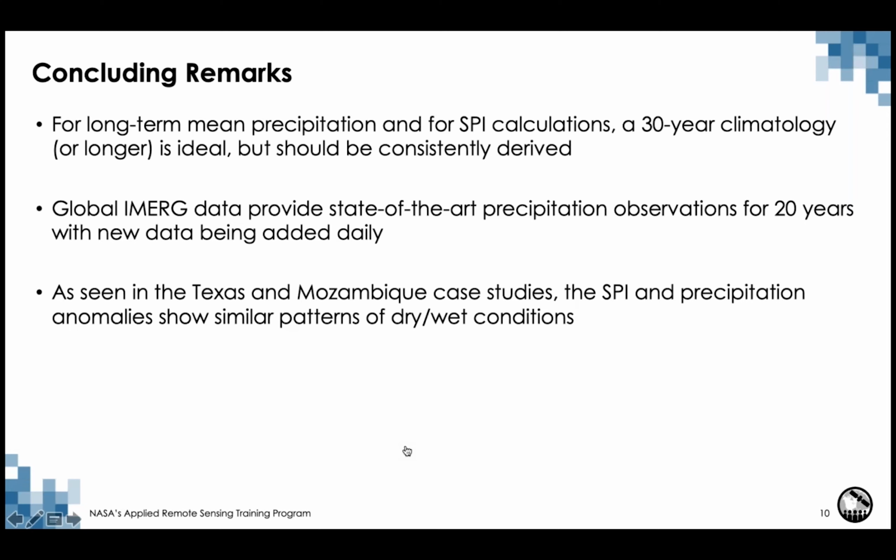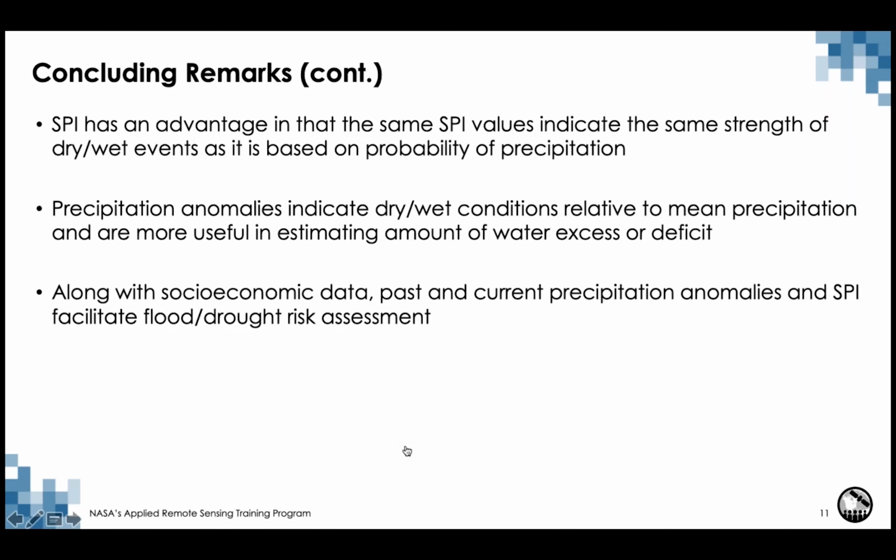As we saw in the Texas and Mozambique case studies, both SPI and anomalies show a similar pattern of wet and dry conditions. So looking at multiple ways at the same data gives you more confidence, even if the time series is short. SPI has an advantage that the same value indicates the same strength of dry and wet event everywhere because it's based on precipitation probability. It's normalized to -3 to 3, it's standardized.